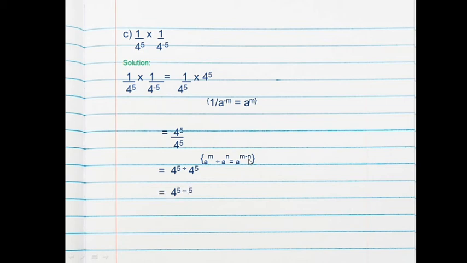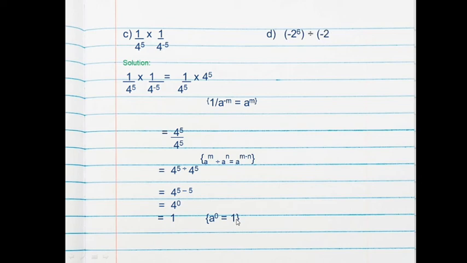So that is 4 raised to the power 5 minus 5, which is equal to 4 raised to the power 0. And we know that according to the law of exponents, if any base is given with exponent 0, then it is equal to 1. So that is 4 raised to the power 0 is equal to 1, as we have a law for it, that is a raised to the power 0 is equal to 1. Then our next question, D.